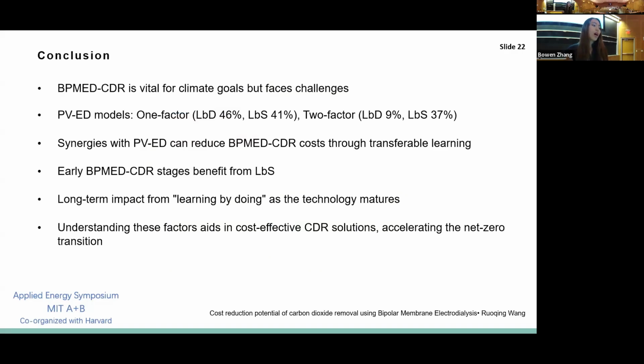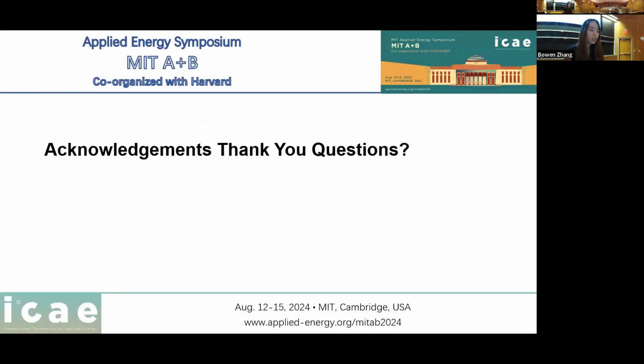So here is the conclusion. BPM-ED CDR is vital for climate goals, but faces challenges. In the one-factor model of PVED, the two factors we selected contribute quite similarly. But if we look into the two-factor model, learning by searching plays a major role in the cost reduction. The synergies with PVED can reduce BPM-ED CDR costs through transferable learning, with early-stage benefit from learning by searching, and long-term impact from learning by doing as the technology matures. Understanding these factors is key to cost-effective CDR solutions and accelerating the net zero transition. So that's all. Thanks for listening.